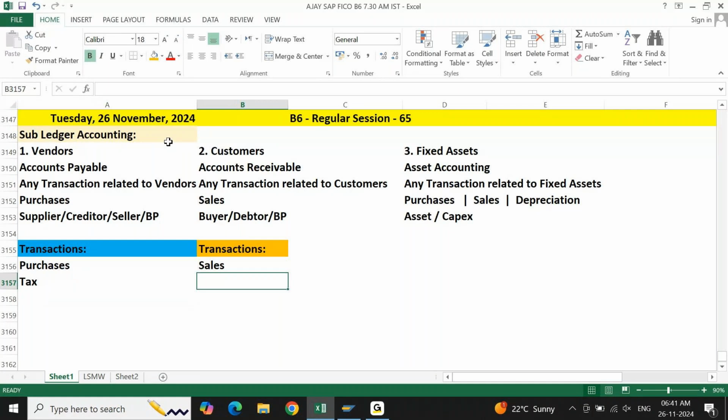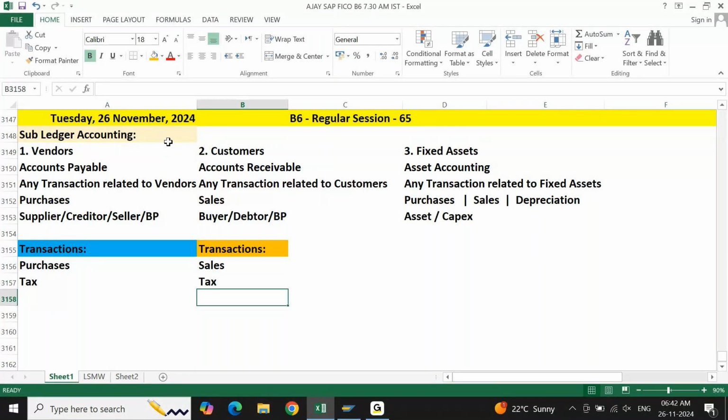are we supposed to collect a tax or not? Yes, sir, we collect tax. You'll have to collect tax also. In short, when you're talking about accounts payable, you're talking about vendor transactions, vendor purchases, and then accounts receivable, customer transactions, customer sales.